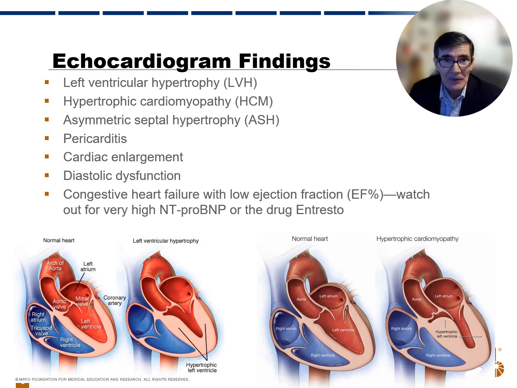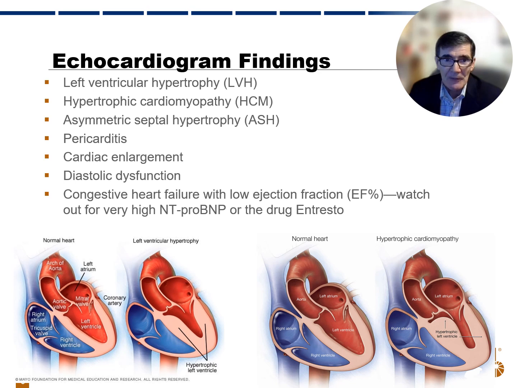Or we may look for things like fluid around the heart due to pericarditis, just generally cardiac enlargement to see what may be the underlying cause of an enlarged heart. We can check to see if the heart works poorly in diastole, and that would be diastolic dysfunction. Or we may use the echocardiogram in things like congestive heart failure with a low left ventricular ejection fraction.